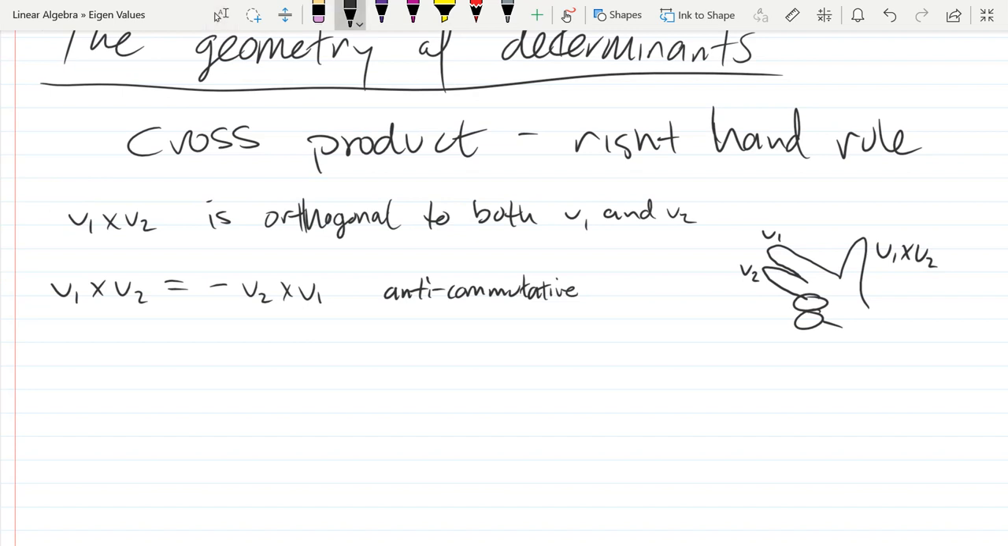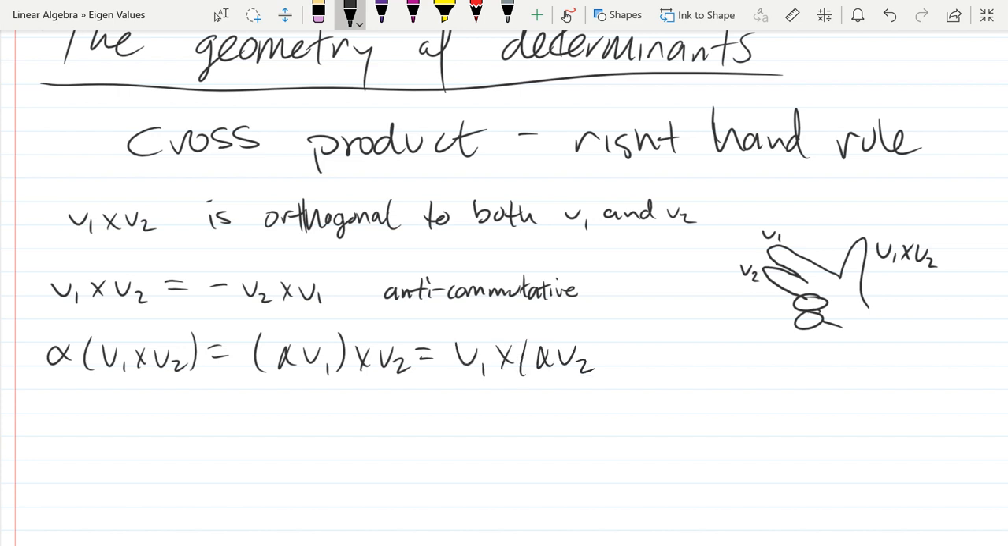Some algebraic properties: alpha times a cross product. Just like any other product, you can move the scalar around. So the scalar can be commuted and associated. You could just scale the first vector, or you could just scale the second vector. And that's going to be the same thing as scaling the cross product.